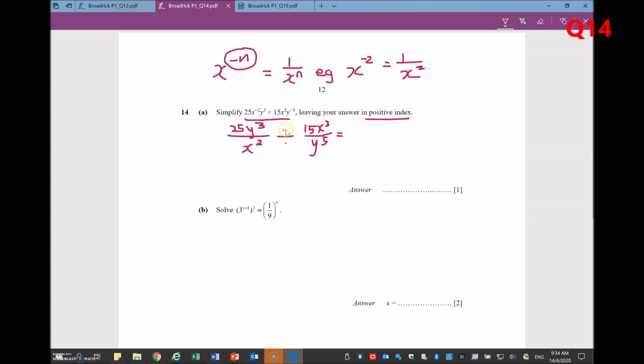Next, I will change this division sign into a multiplication sign, and I will swap the numerator and the denominator. So the denominator becomes the numerator, and the numerator becomes the denominator. And my first term remains unchanged, so I'll just copy it again.